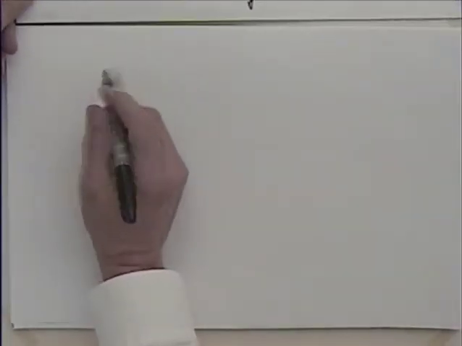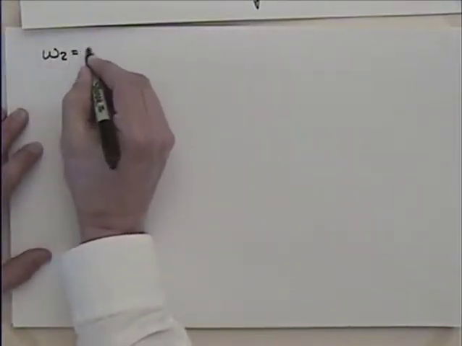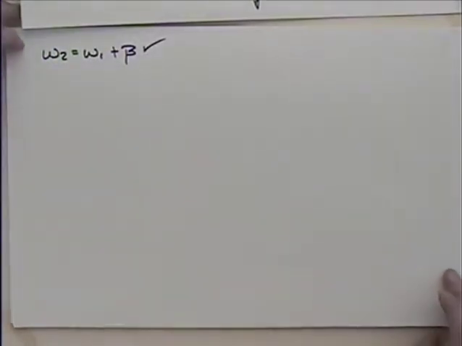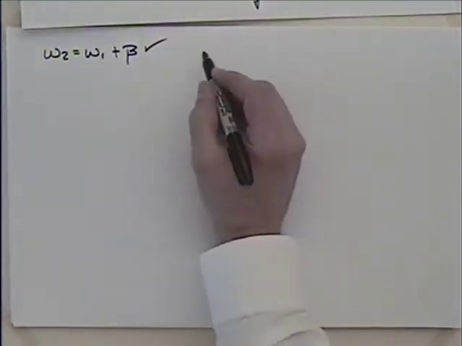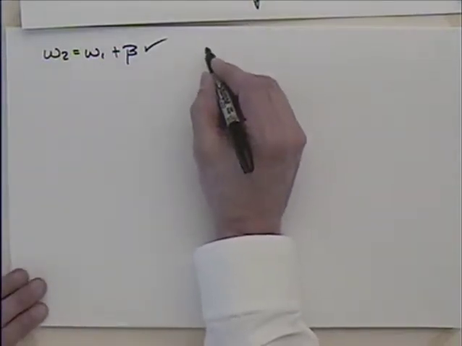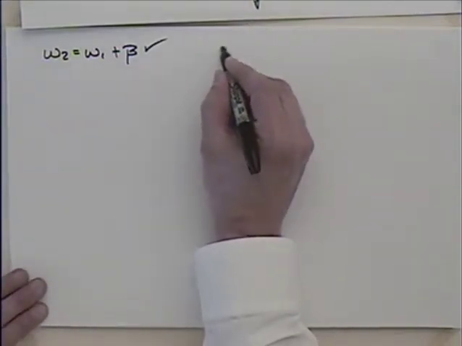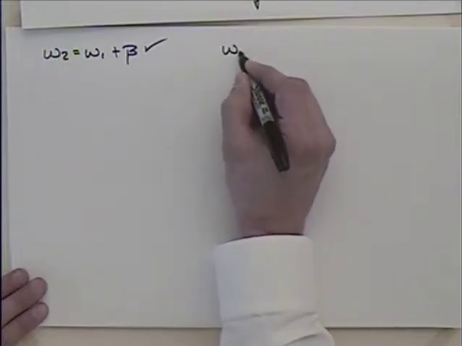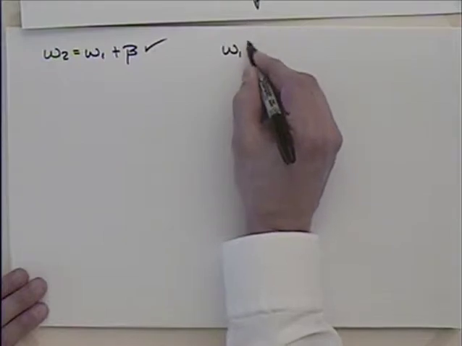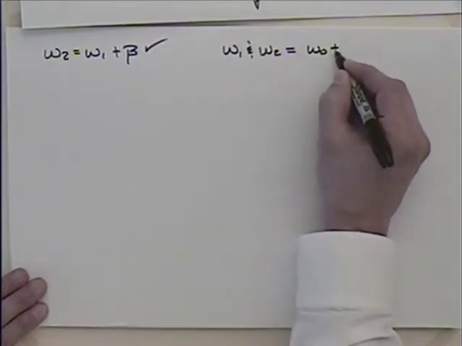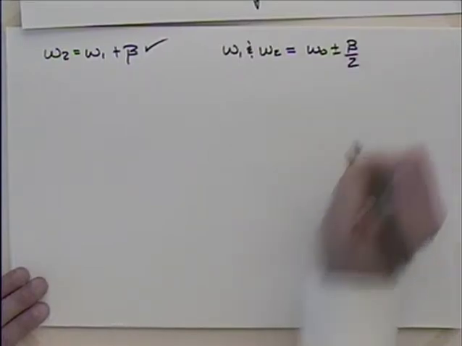The question came up was that omega 2 is equal to omega 1 plus beta. And that's absolutely right. And then I was going to go a little bit further and say, could we take beta and say that omega 1 and omega 2 is equal to omega naught plus or minus beta over 2? Can you say that?